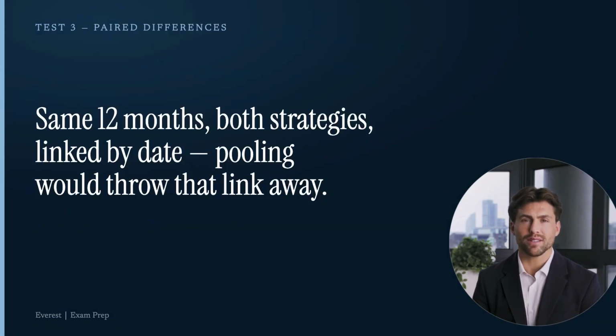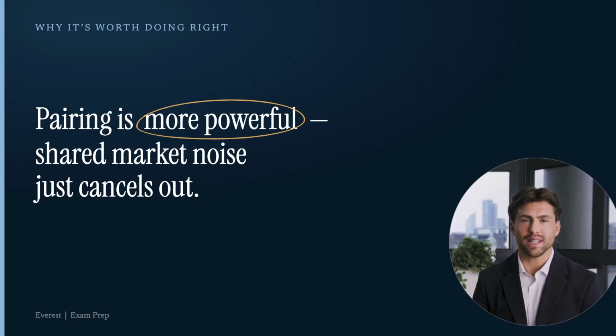Back to strategies. 12 months of paired returns. Strategy A minus strategy B. The same 12 months for both strategies linked by date. Pooling variances the way you just did would throw away that link entirely. That link is worth more than it sounds.